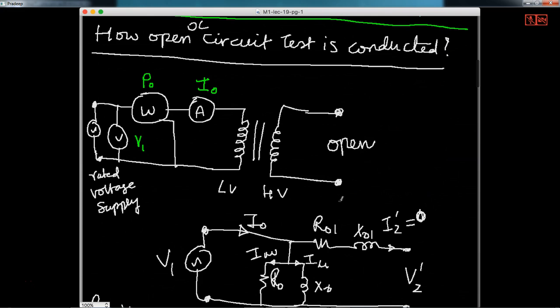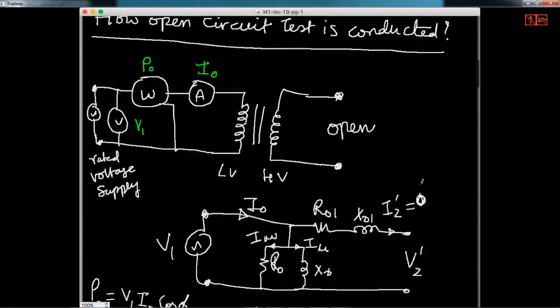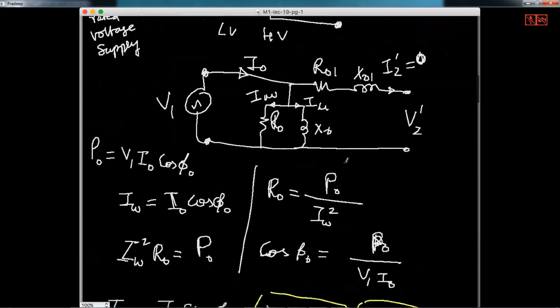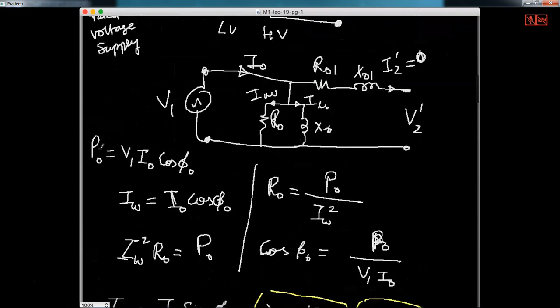Now how does it look like in the equivalent circuit? Here I2 dash will be 0. That means the current flowing through R01 and X01 is 0. So practically there's no voltage drop, there's no role played by this entire particular branch. So you can simplify the circuit and only look at R0 and X0 connected in parallel across V1. Therefore, given the rating of P0, I can find out IW.